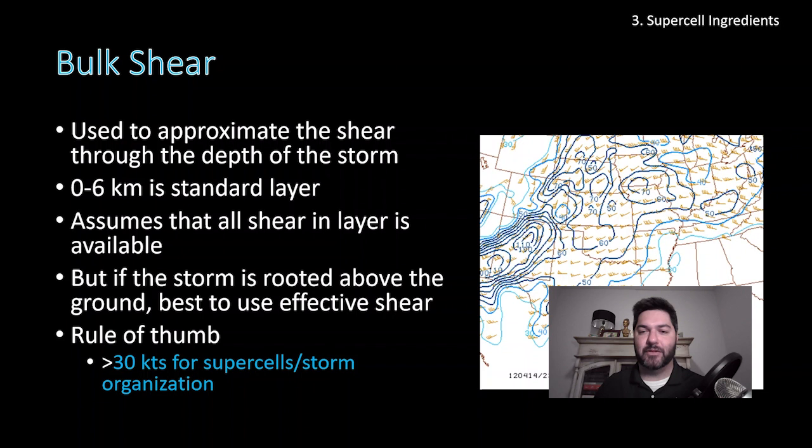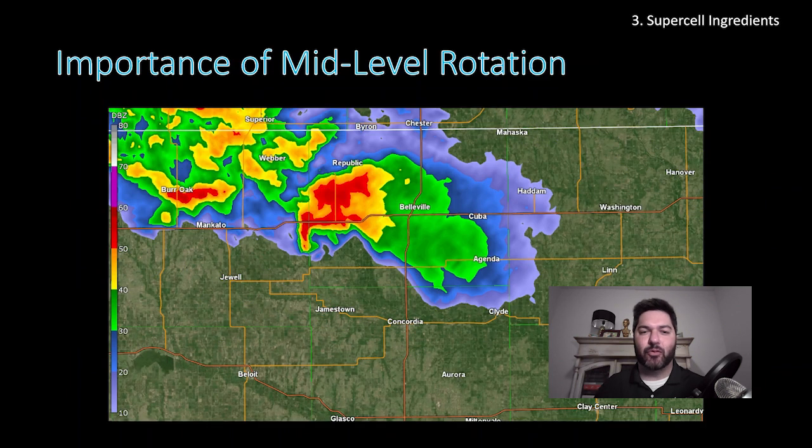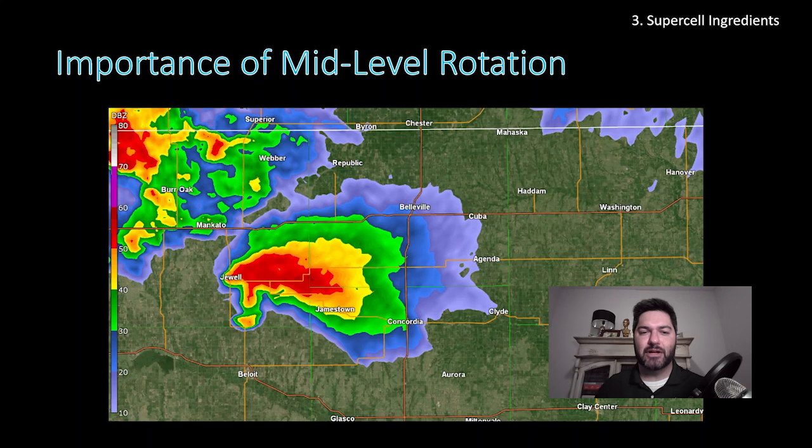So you can see in this particular image on the right, this is from April 14th, 2012. Big tornado outbreak across the plains. You do see bulk shear well above 30 knots, in some cases even 70 knots. So that's what you call strong or even very strong bulk shear. And this actually leads to mid-level rotation, which is actually pretty important.